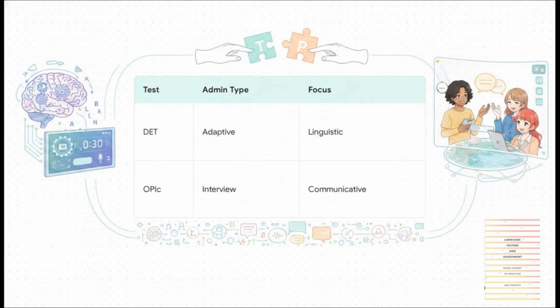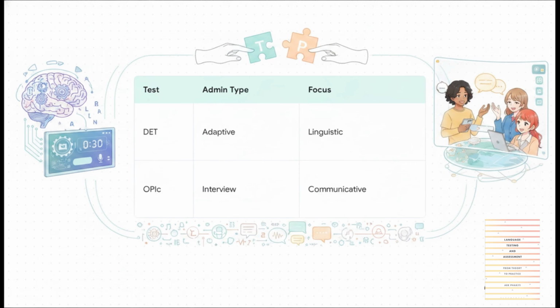It's actually fascinating to critically contrast the DET with something like the ACTFL OPI. If you look at it, the DET is highly adaptive, sure, but it relies heavily on restricted responses, like filling in partial words or speaking for just 30 seconds at a time.